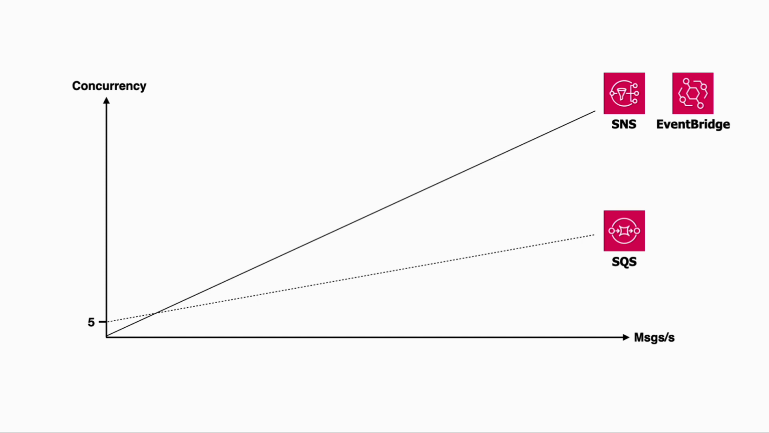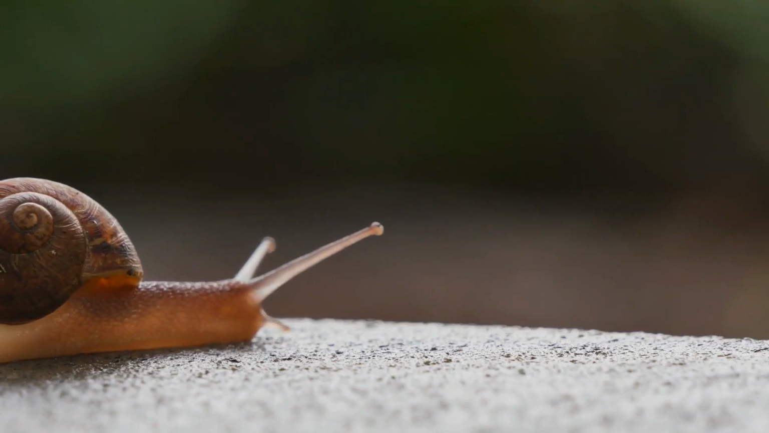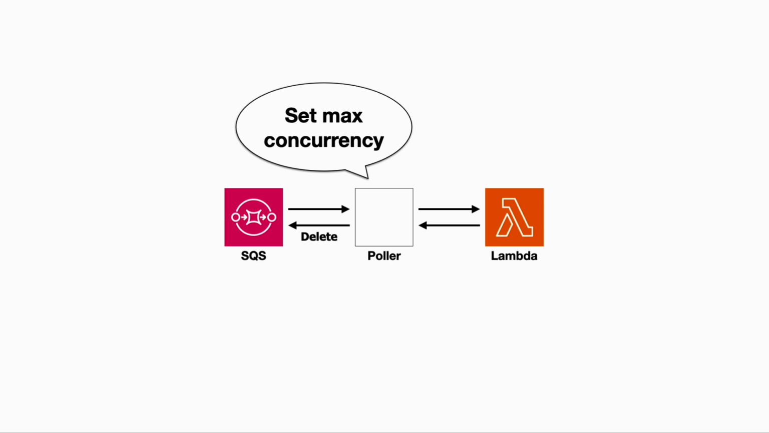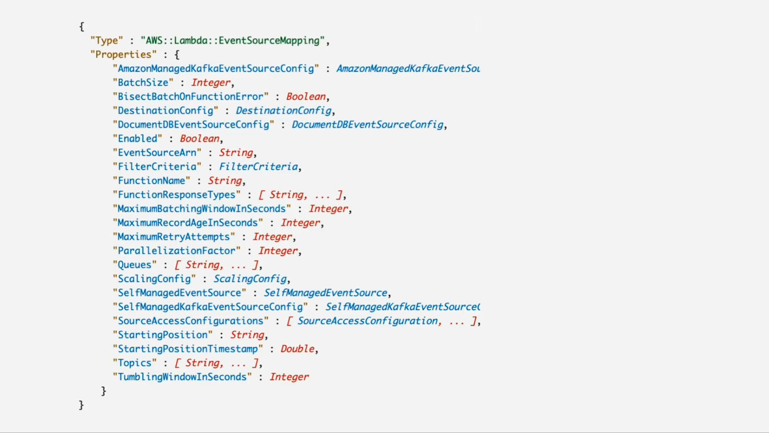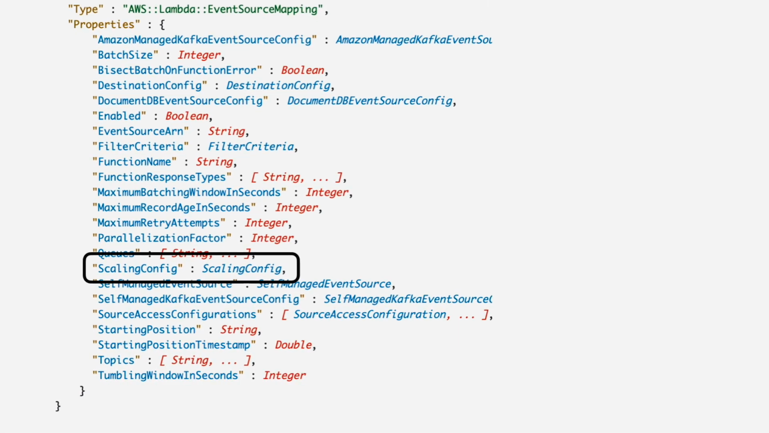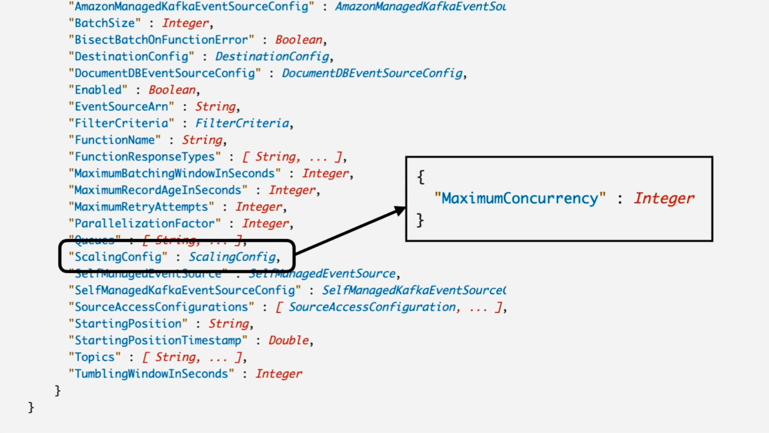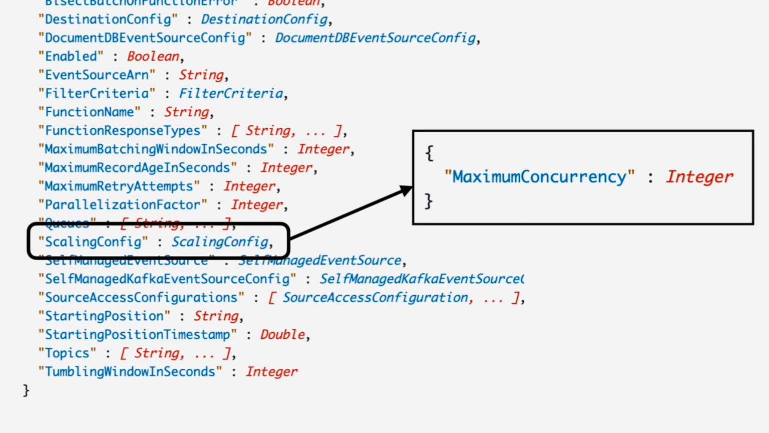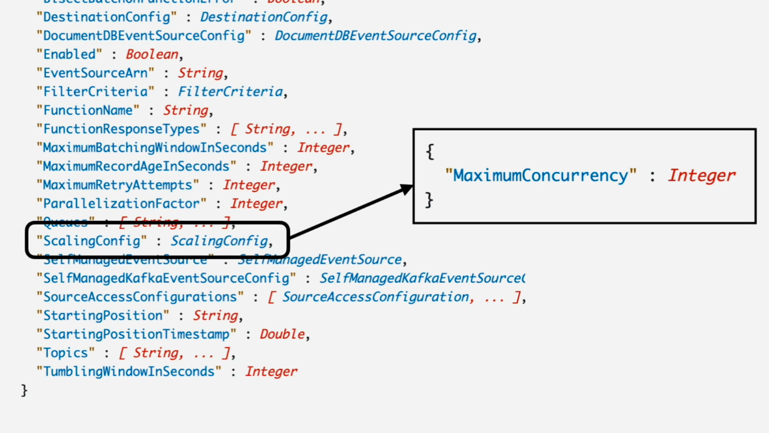And because of batching, and the pollers can only scale up by 60 per minute, the concurrency of your function would grow much more slowly compared to SNS and EventBridge. And you can also set a maximum concurrency on the number of pollers by setting it in the event source mapping configuration under scaling config, which takes an object with a maximum concurrency integer value. This is the way that you should manage the concurrency of an SQS function.